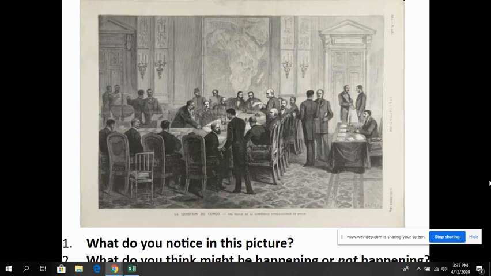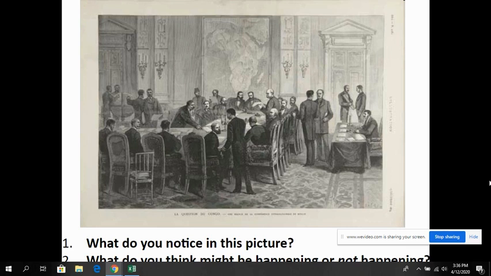Students generally say things like, oh, I notice people all in a big conference hall. They're all discussing something. They're meeting about something. I notice that they're all dressed very nicely. I notice that they're all men. I notice that they're all white men. And I also notice that there is a large mural or a large map of Africa in the background.